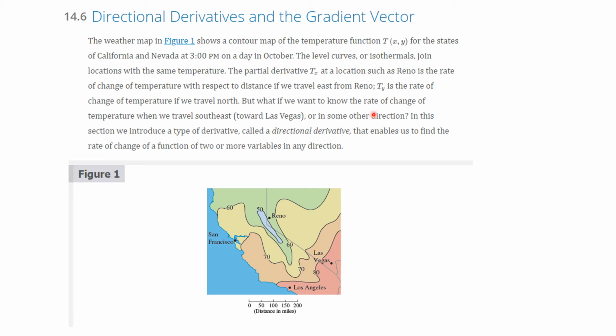But suppose we want to know the rate of change when we travel southeast from Reno to perhaps north Las Vegas, and that's a different direction. So how do things change along this line? Not along the x direction or along the y direction, but in a different direction. This is the concept of a different kind of derivative called a directional derivative, which enables us to find the rate of change of a function in 2 or more variables in any direction.